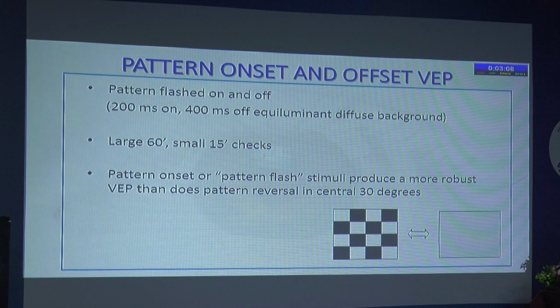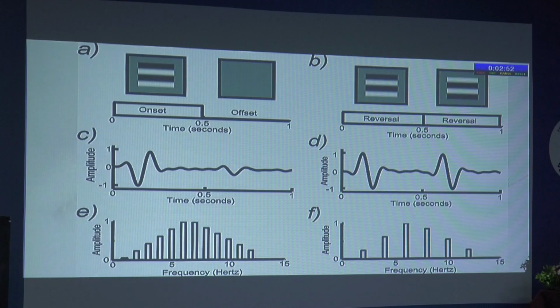Coming to pattern onset and offset, here the pattern is flashed on and then off for double the time of an equiluminant diffuse background. Here also different check sizes are there. Now this produces a more robust VP than does pattern reversal in the central 30 degrees. So this is the difference in pattern onset and offset. It is on and then there's an equiluminant background, and in pattern reversal the check colors are reversed.